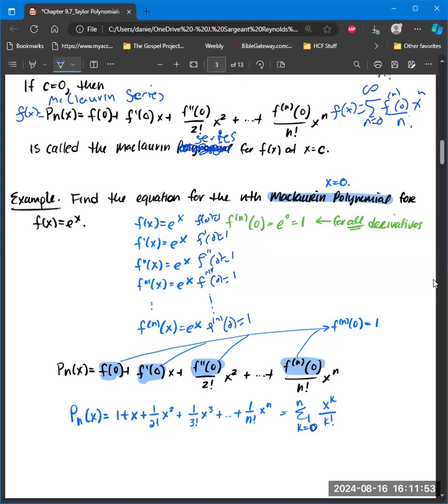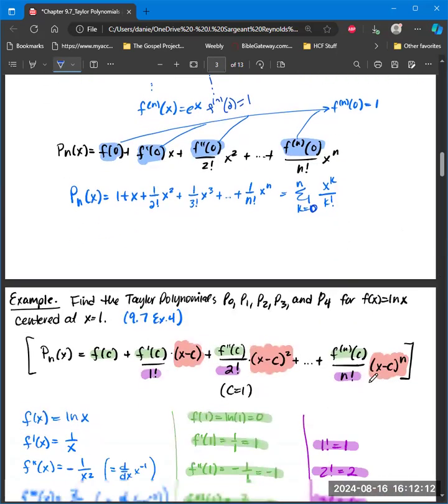N goes from, this actually is going to have to go from 0 to infinity, or to n, and they just replace x with a k so I can get the n there, but that needs to start at 0, not 1. Okay.